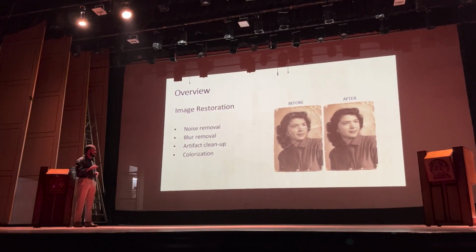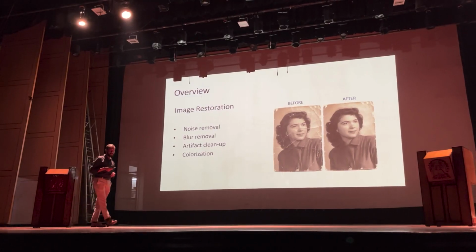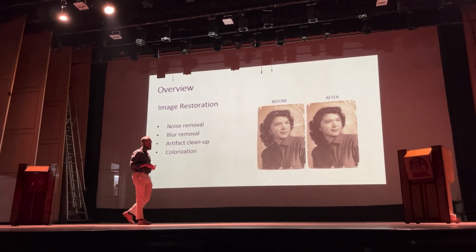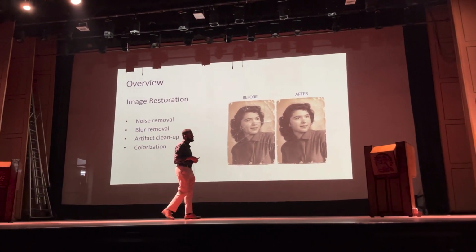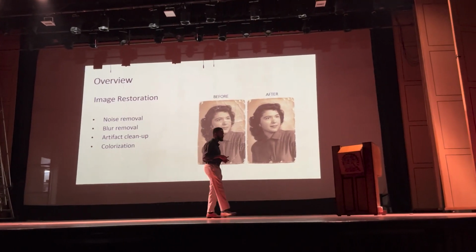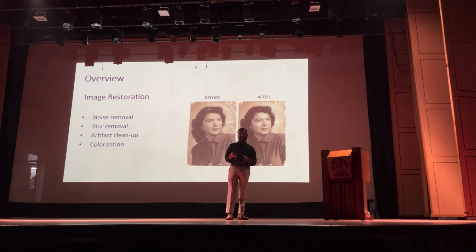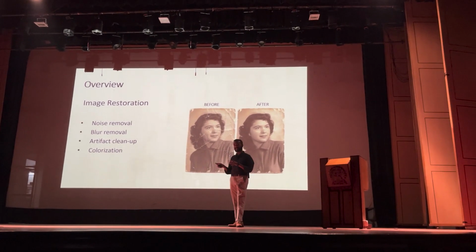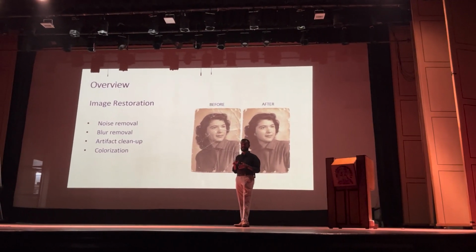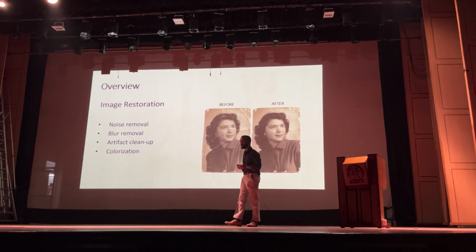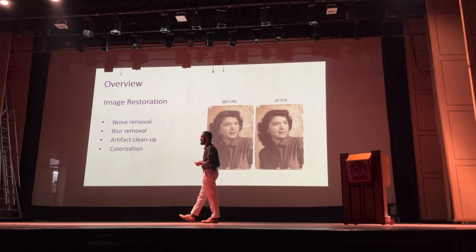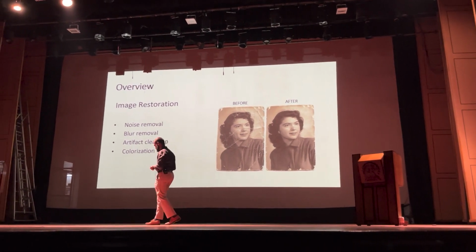Right? And then you can also do colorization. Most of these images that were shot, let's say 50 or 60 years ago, were shot in black and white. And now we have the tech to colorize those images. So you can convert black and white images into color images, and this can be done using image processing.